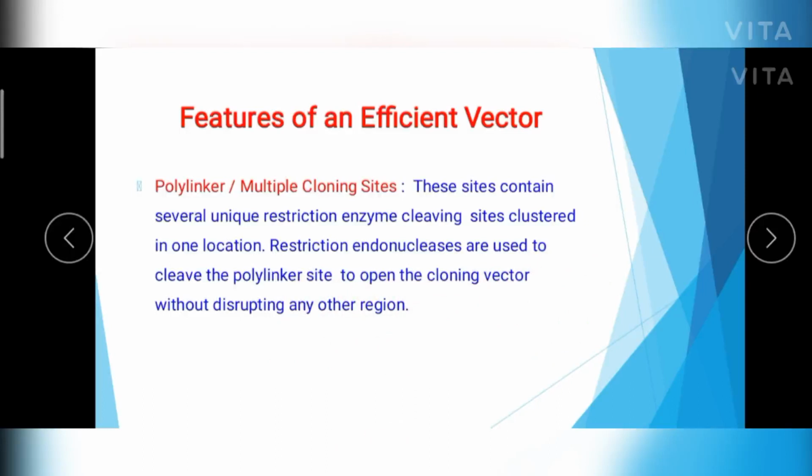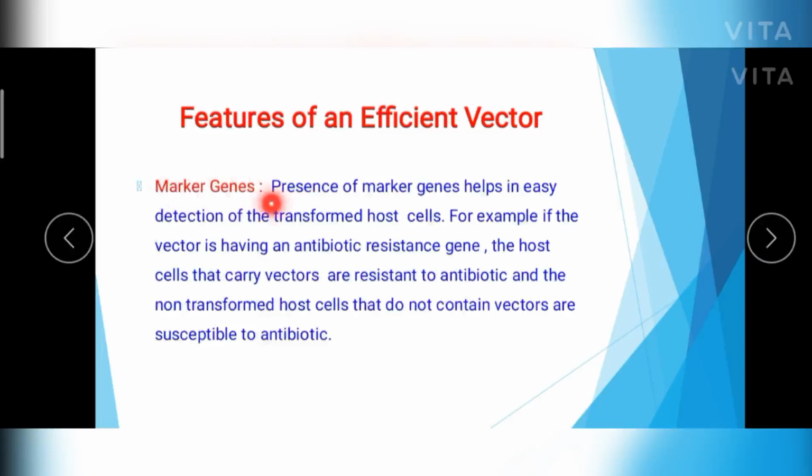So this is also a very important feature. And next, coming to the marker genes. You are inserting the desired gene into the vector, and then that recombinant vector is introduced into the host cell. If the host cell takes the recombinant vector, it is called a transformed host cell, and if it is not competent to take this recombinant vector, those cells are called non-transformed cells. So these marker genes help in easy detection of the transformed cells.